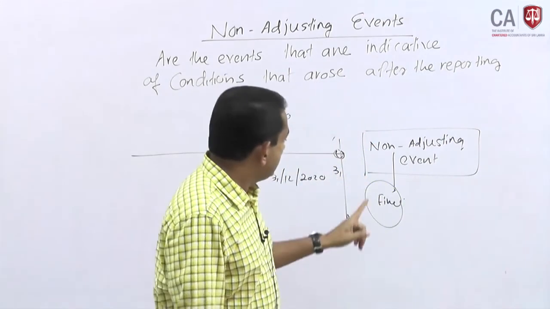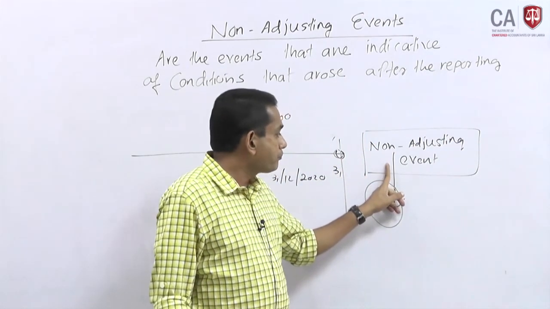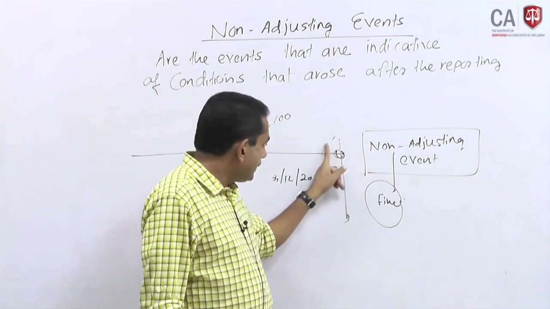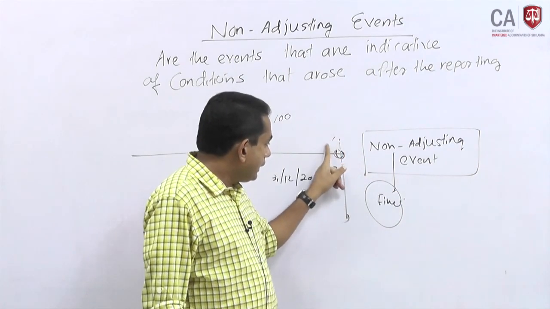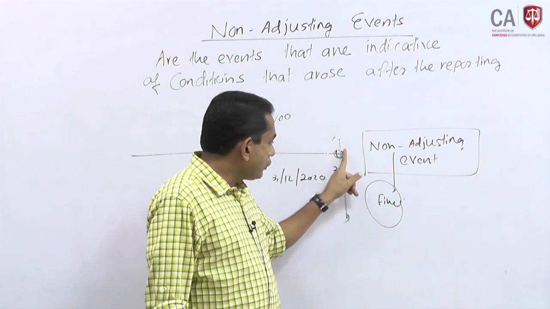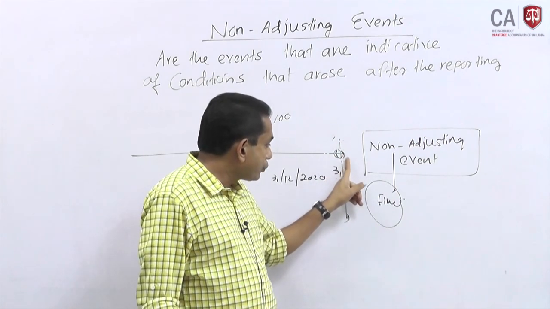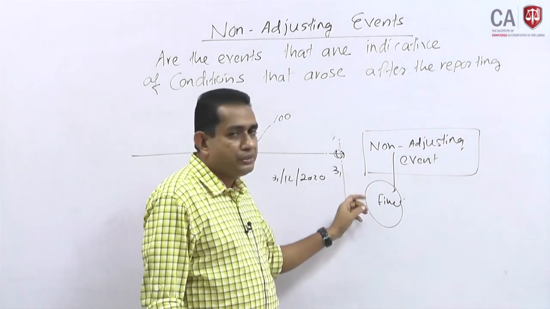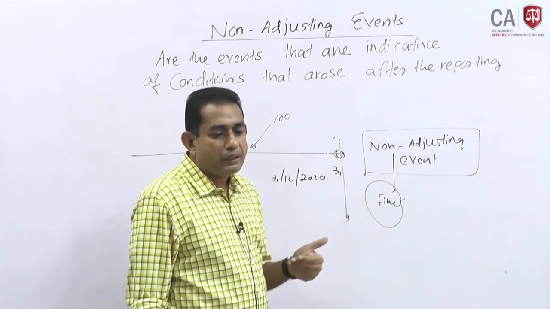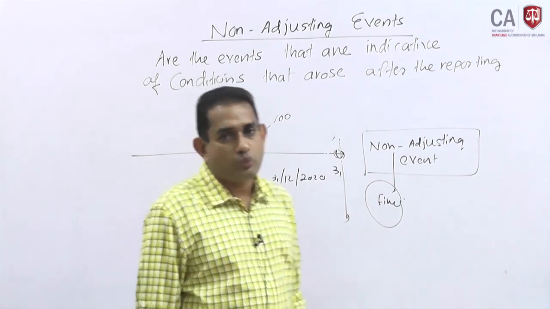And then if the subsequent event impairs the ability to continue as a going concern, then that automatically becomes an adjusting event, and you need to prepare the financial statements in a different way.